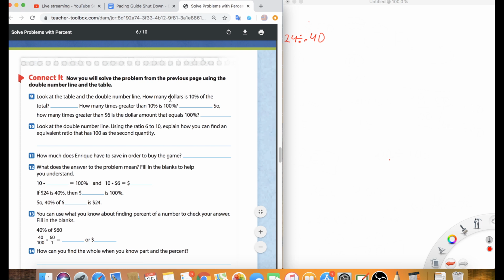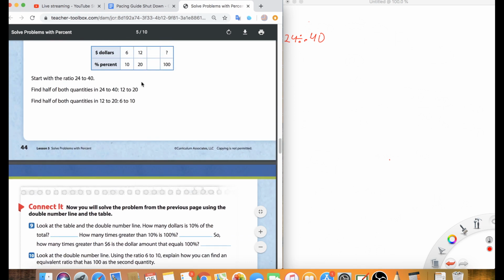How many dollars is 10% of the total? 10% of the total is $6. How many times greater than 10% is 100%? So if we want to get to 100% from 10%, what do we multiply it by? How many times? 10 times. Sorry, so how many times greater than $6 is a dollar amount that equals 100%? This is a weird way of wording. If I wanted 100%, how much money is that? 6 times 10, that'll give you the answer.